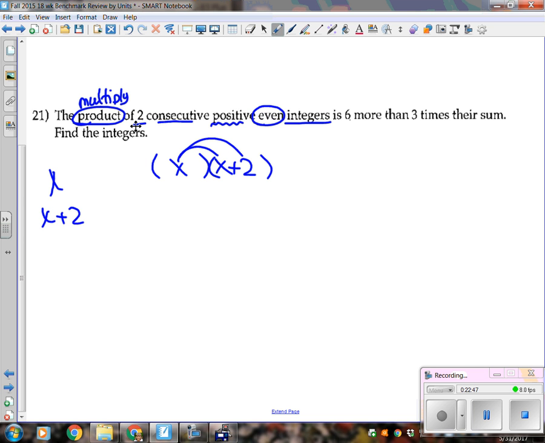The next thing I see is "is," which is interpreted as an equals. Then I see where it says 6 more than. So I'm going to add 6 to something, and it implies more than something. It implies there's something there first, and it's 6 more than that. 6 more than 3 times. So 3 times, okay, their sum.